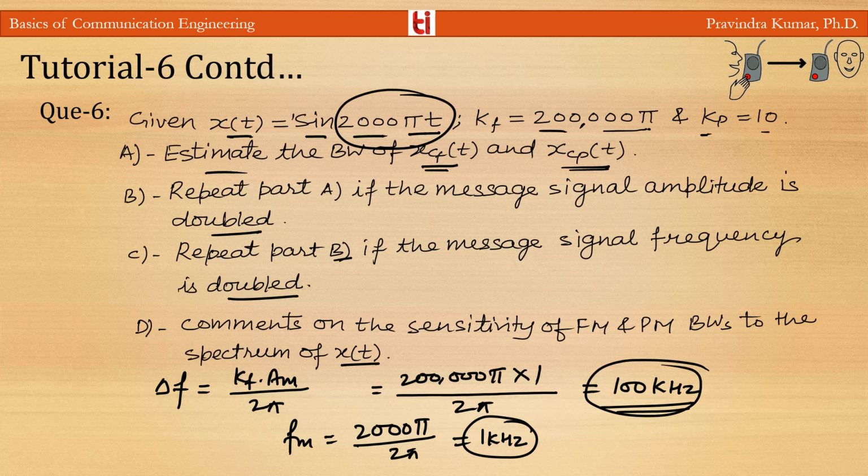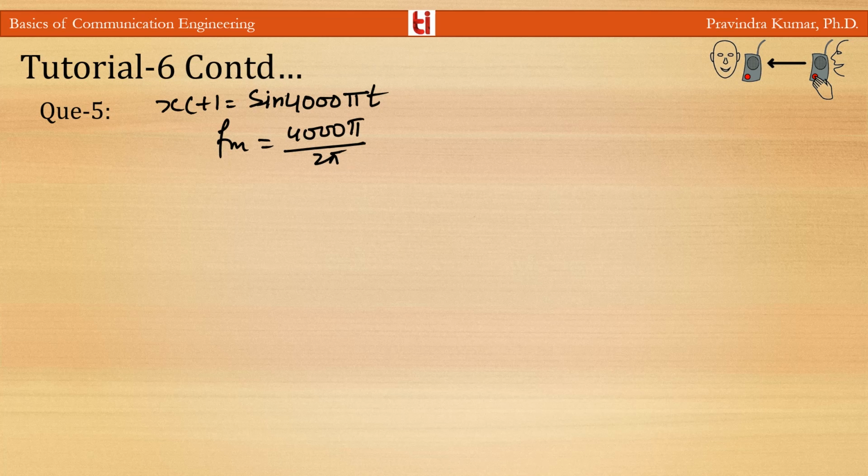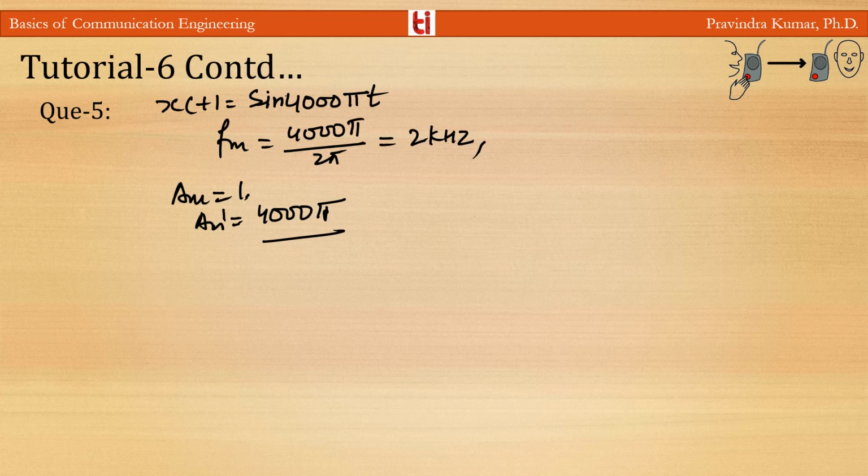Now part c is to repeat part b if the message signal frequency is doubled. This time the signal frequency will be doubled instead of the amplitude. So now in this case xt will be sine of double the frequency, 4000 pi t, and fm will be 4000 pi by 2 pi, which is 2 kilohertz, and am is 1, and am dash will be 4000 pi when you take the d by dt of xt.